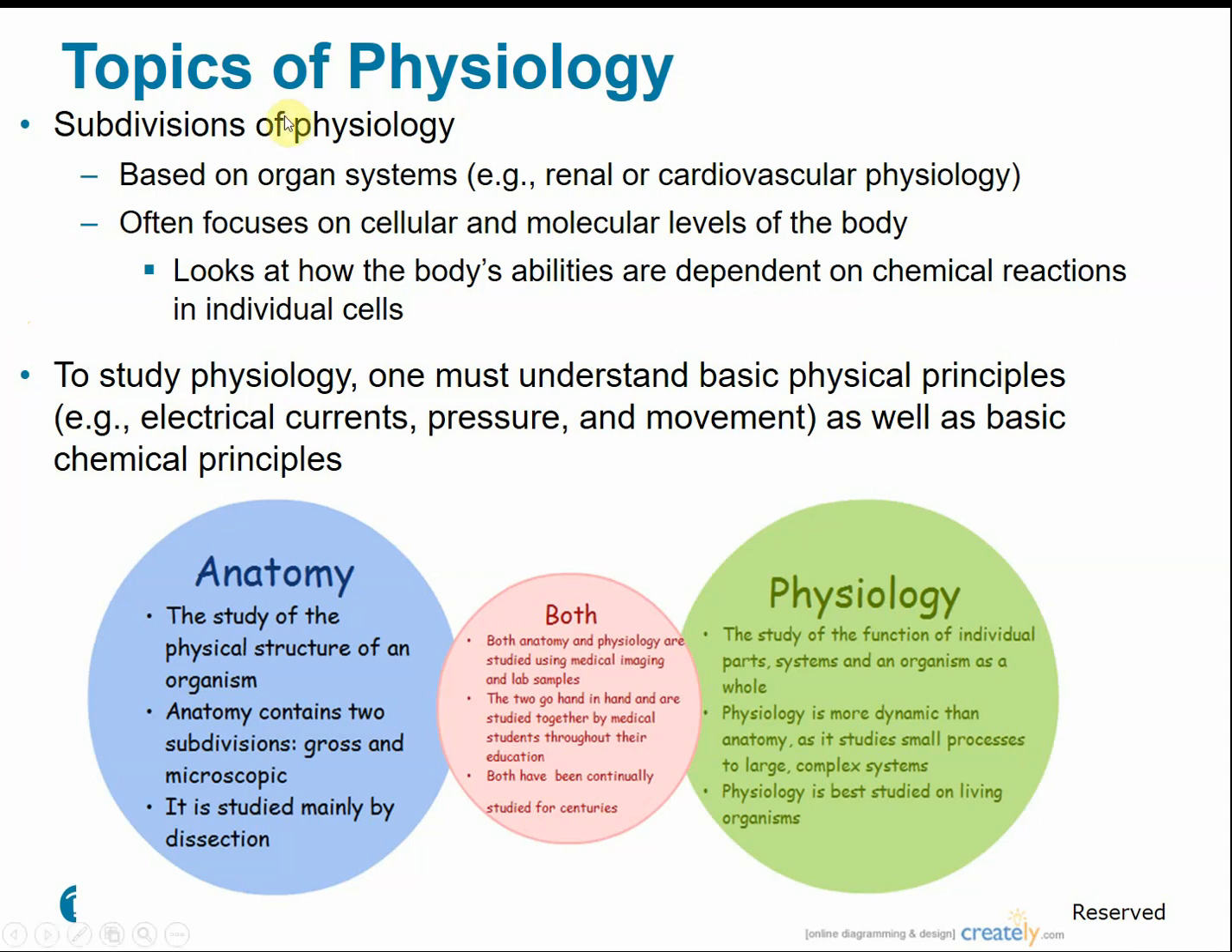So in order to study physiology, you have to understand the basic physical principles as well as some basic chemical principles. So physical principles, things like electric currents, pressure, movement, lever systems, we'll talk about throughout the semester. And then chemical principles, so things like pH, diffusion, and osmosis.